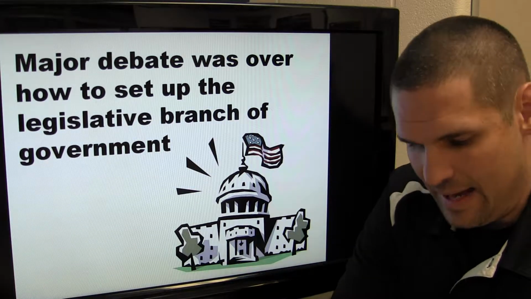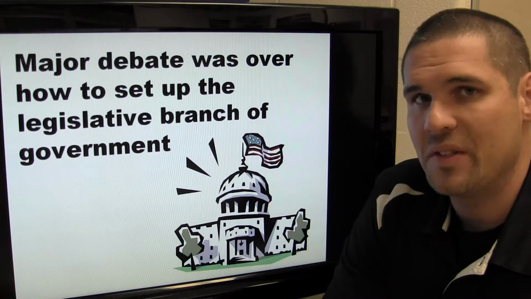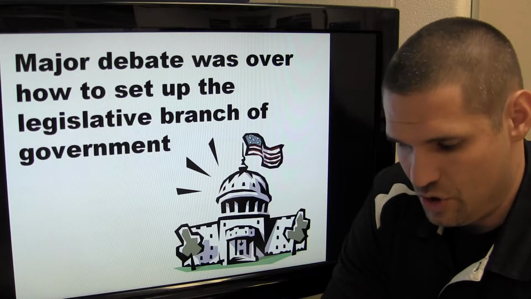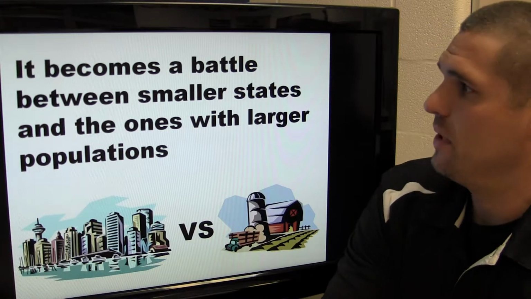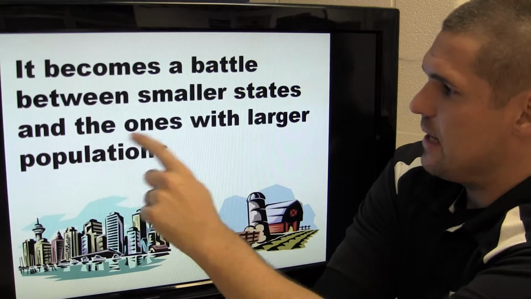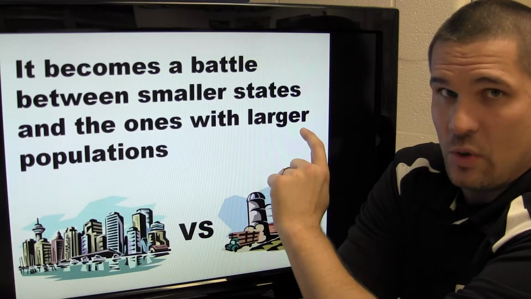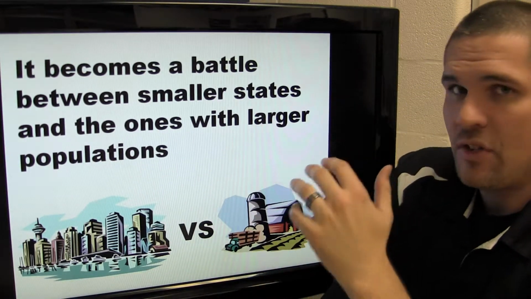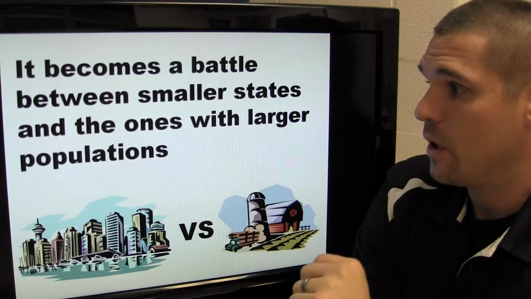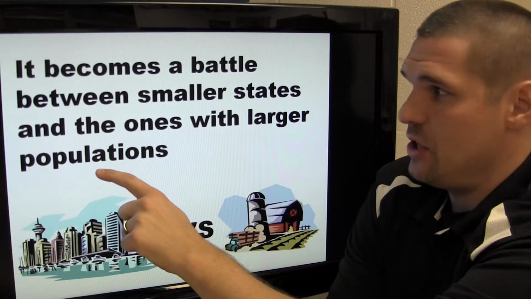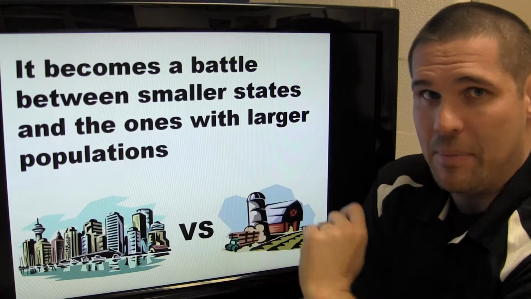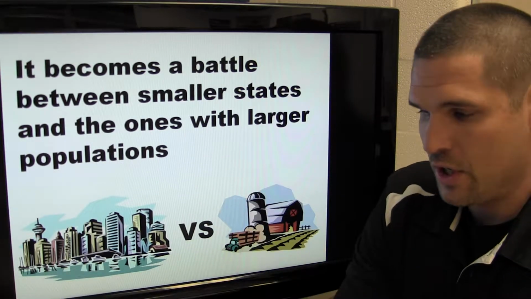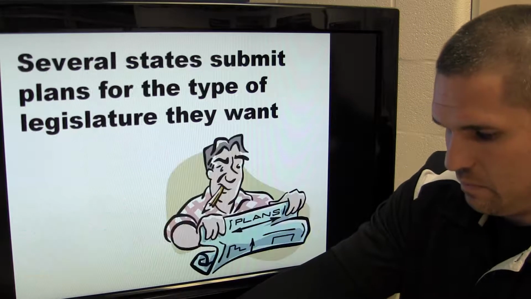So right off the bat, the major debate was over how we are going to set up the legislative branch. There's going to be a major battle between small states and large states. Now, I'm not talking about square mileage. What I'm talking about is population. The small populated states versus the big populated states. That's where the first debate is going to come down.